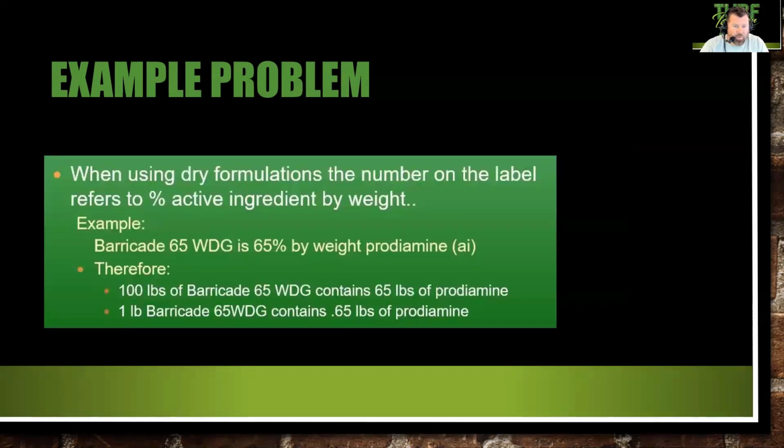When using these dry formulations, the number on the label refers to the percentage active ingredient by weight. Example, Barricade 65 WDG is 65% by weight prodiamine active ingredient. Therefore, 100 pounds of Barricade 65 WDG contains 65 pounds of the prodiamine. 1 pound of Barricade is 0.65 pounds of the active ingredient.